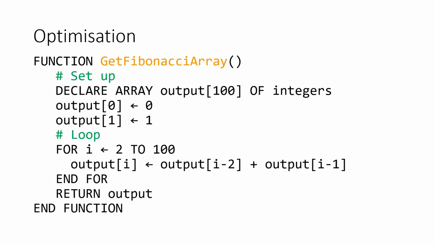I can optimize this greatly. Instead of using those extra variables which use up memory, I can put them directly into the array and use the loop counter for accessing the previous two numbers.